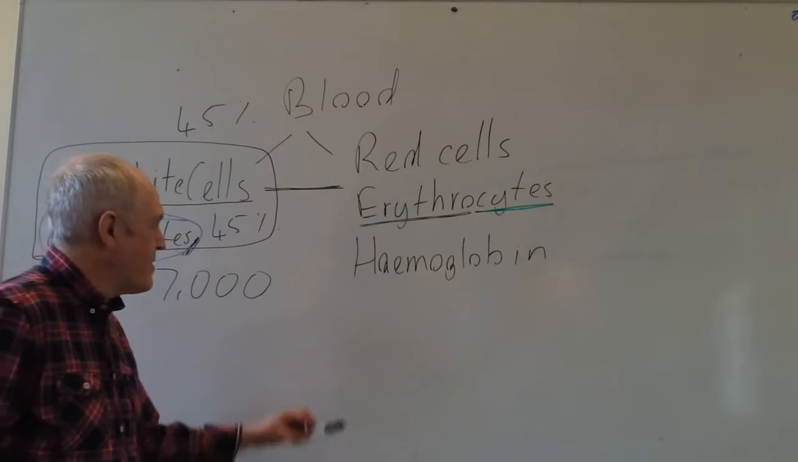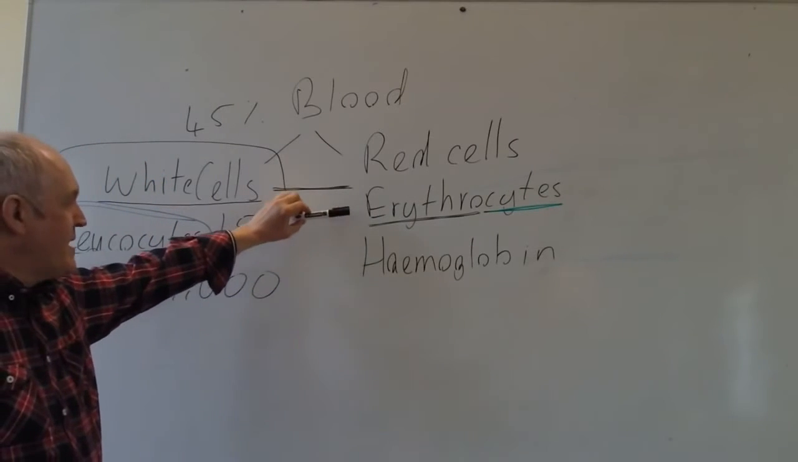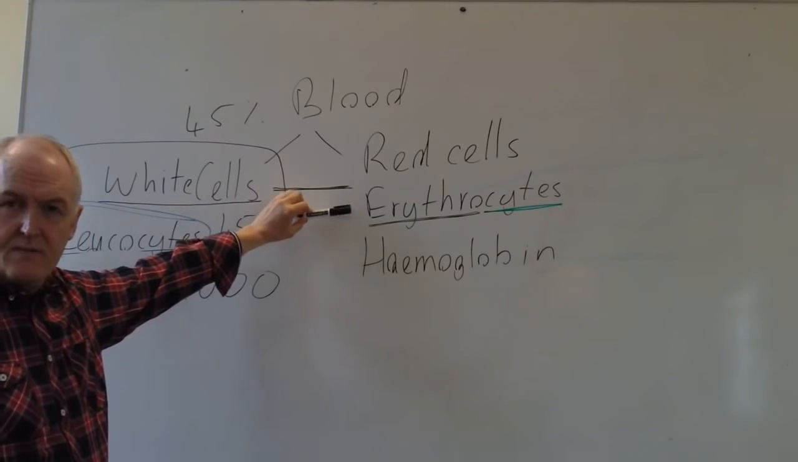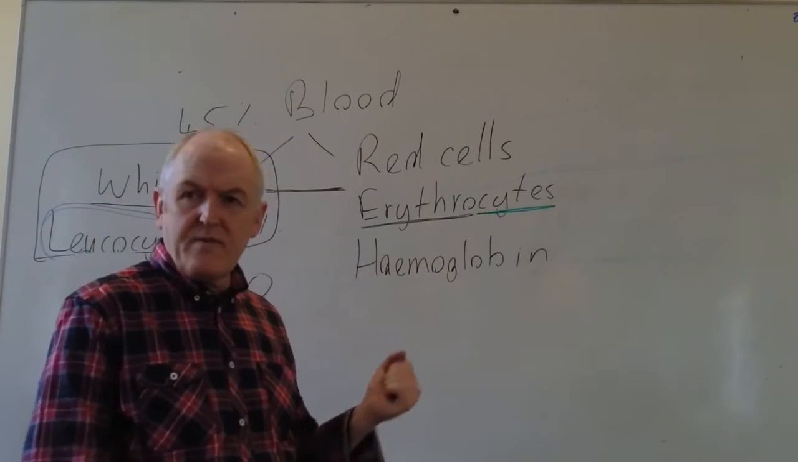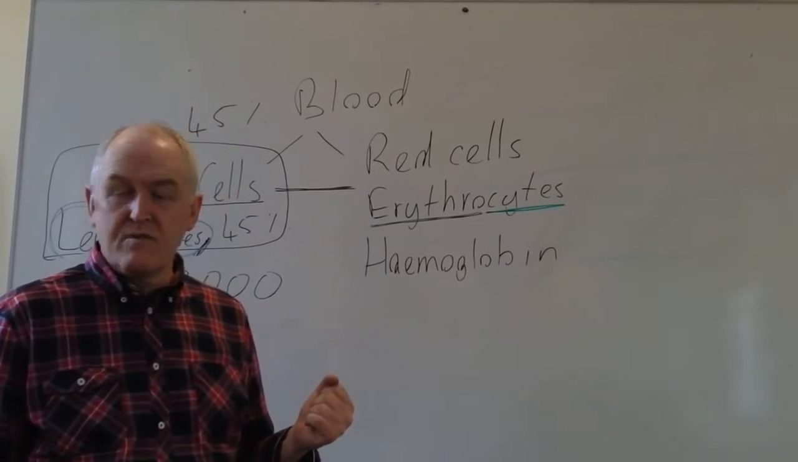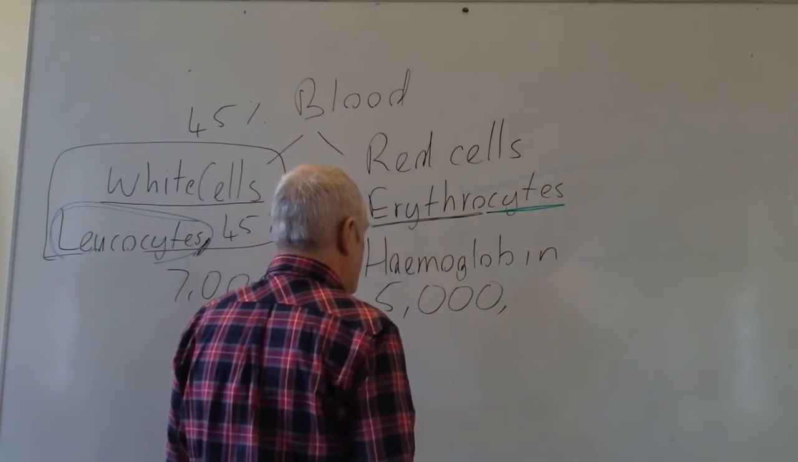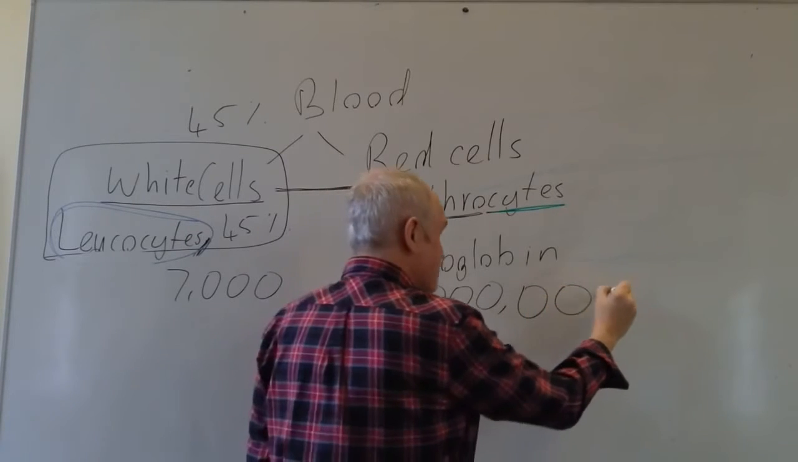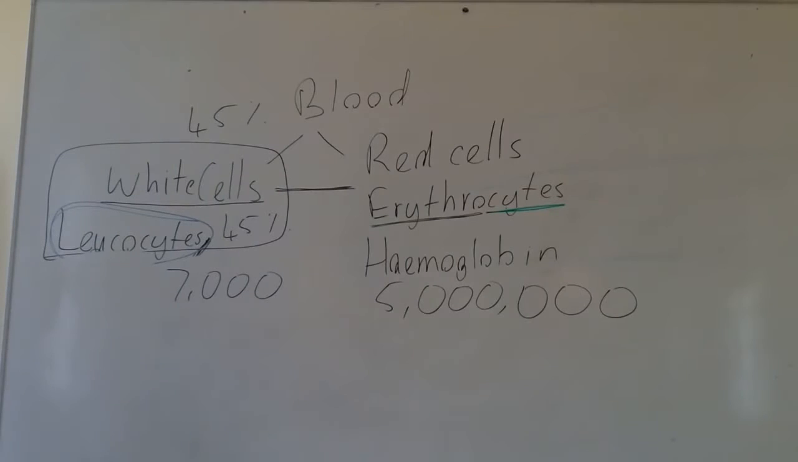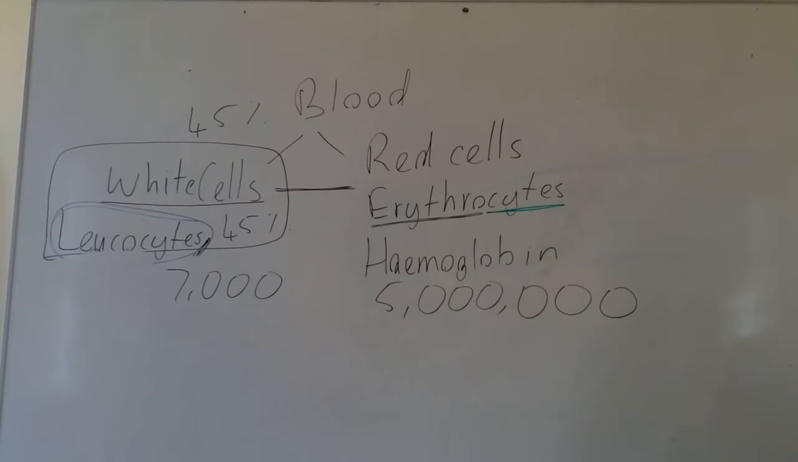So, hemoglobin contains iron. Hemoglobin is a red pigment. It's the hemoglobin that makes the erythrocytes red. That's what makes them red. That's why they're red cells. And if there's about 7,000 or 8,000 white blood cells per cubic millimetre of blood, the red cells, there's about 5 million. Lots, about 5 million red blood cells per cubic millimetre of blood.